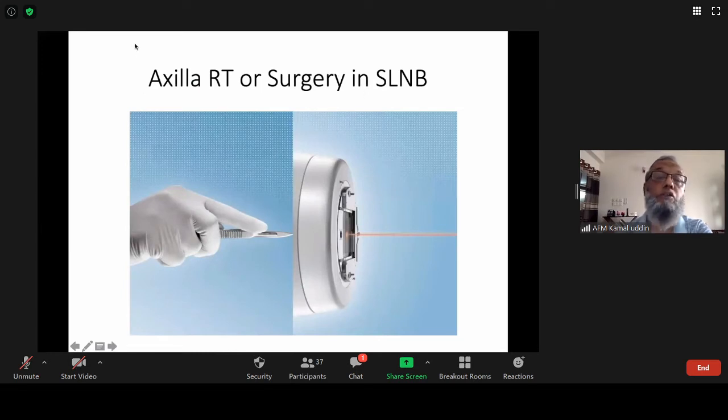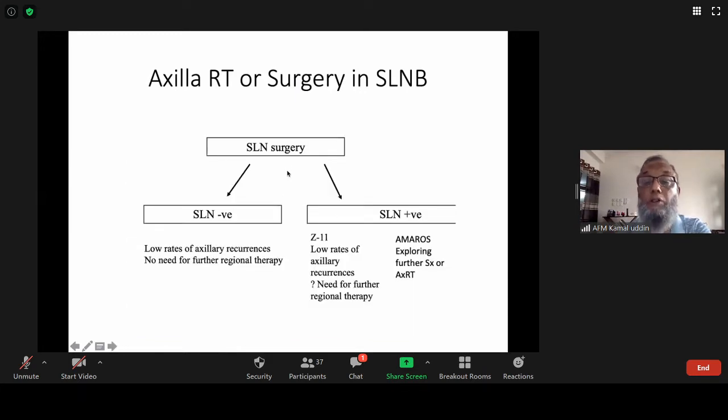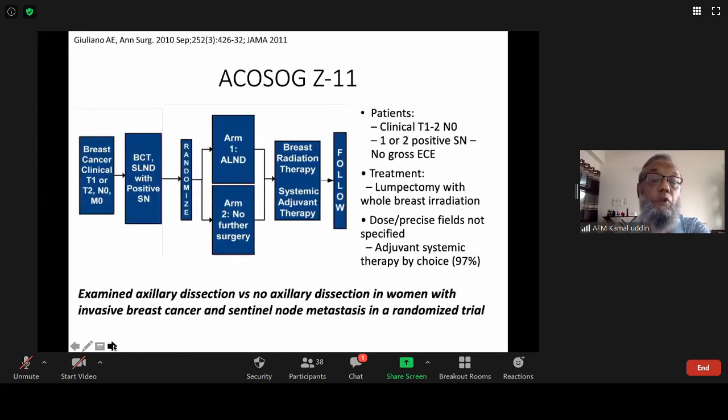So now let us talk about the opportunity of comparing surgery versus radiotherapy. If you do a sentinel node surgery, can we avoid extensive axillary dissection in early breast cancer? So this was the Z11 trial, and they took T1 or T2, N0 M0 disease. They did a sentinel lymph node biopsy, and for the sentinel lymph node positive patients, one group had axillary lymph node dissection, and in the other they did not do any surgery, and gave radiation therapy and systemic therapy.